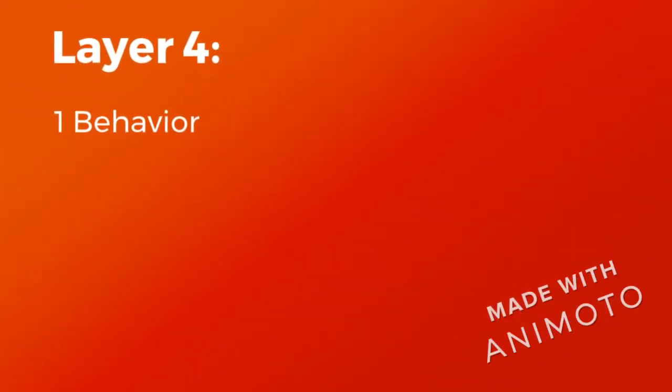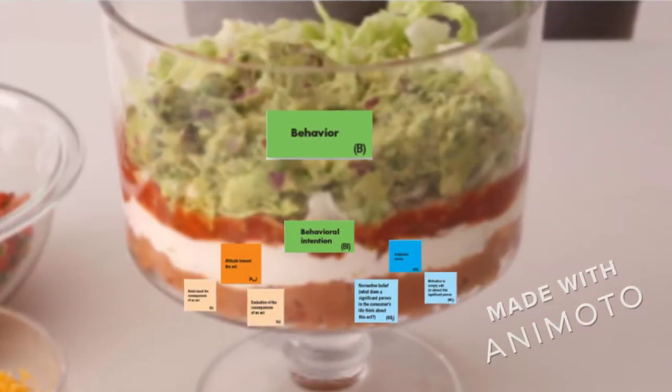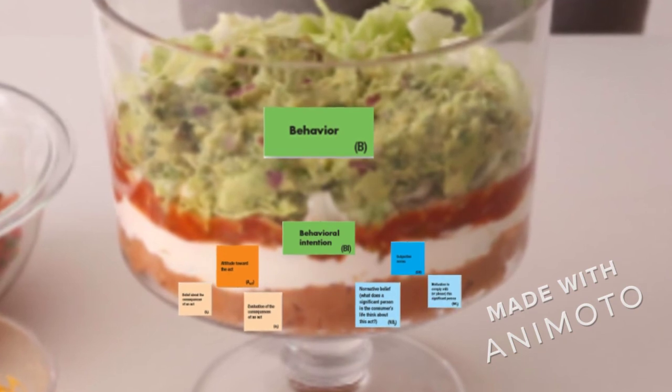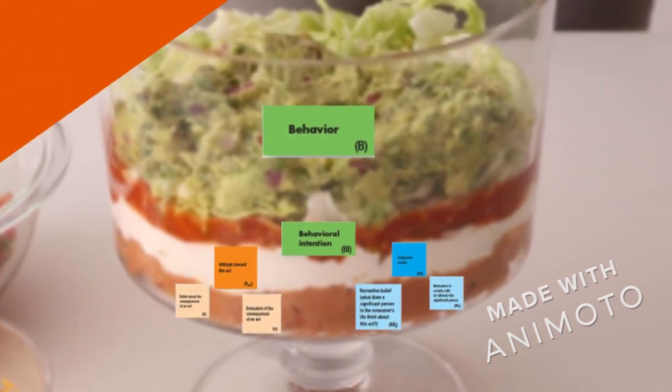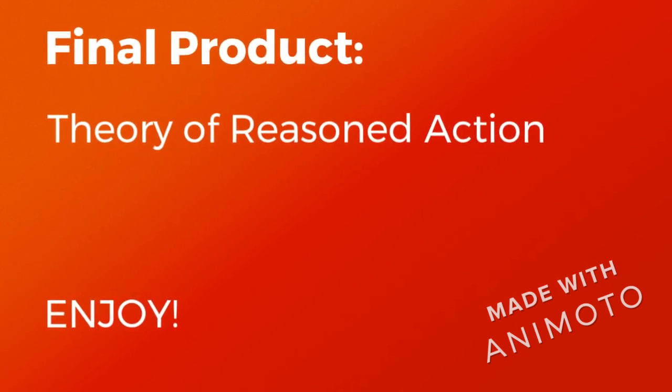Finally, for the fourth and final layer, we're going to add in behavior. All our layers we made influence and ultimately lead to the behavior that the consumer decides to take part in. Our final product? The theory of reasoned action.